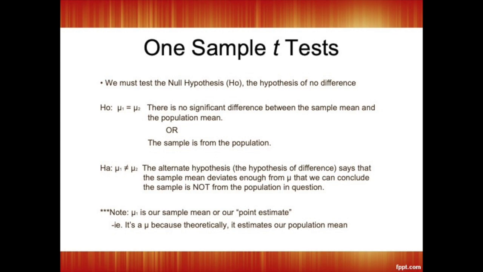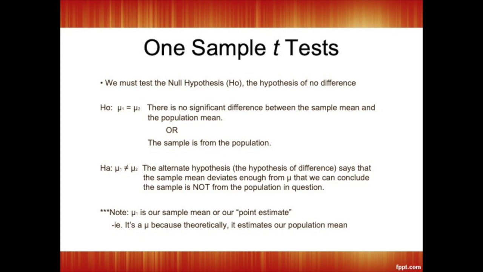So you see the H0 there is symbolized with mu1 equals mu2, meaning my daughter is going to be equal to the rest of the population. She's not going to be any smarter or any dumber. She's going to be the same. And so we would say there is no significant difference between the sample mean and the population mean, if we wanted to verbalize what those symbols mean.